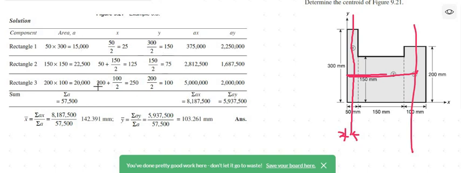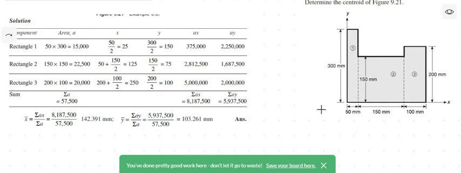Next, y bar. Now next is y1, y2, y3. So this is my rectangle. First I will draw one local axis. And y1 is the distance from reference axis x to the local centroidal axis xg. What is this distance? The whole distance is 300, so 300 by 2, 150.